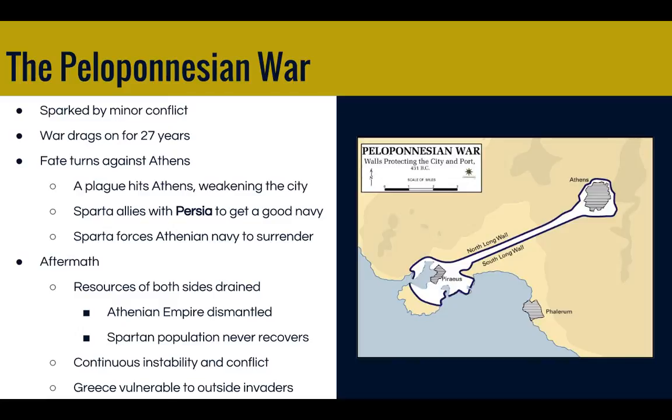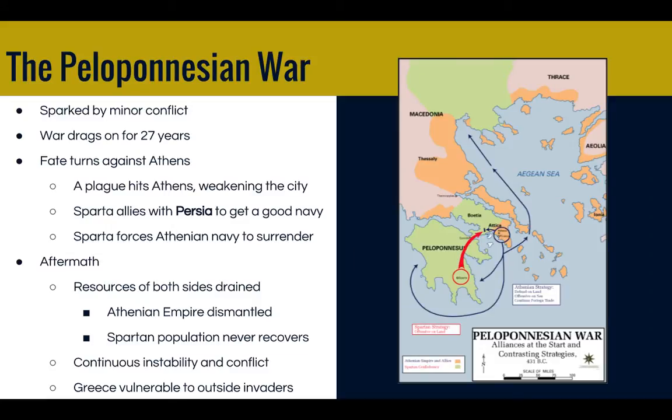Both superpowers are weakened by the Peloponnesian War. We see a period of chaos, and Greece is vulnerable. That's not going to be a good recipe for maintaining independence much longer. And we're going to see an outside group come in and take over. There's a map of the war.